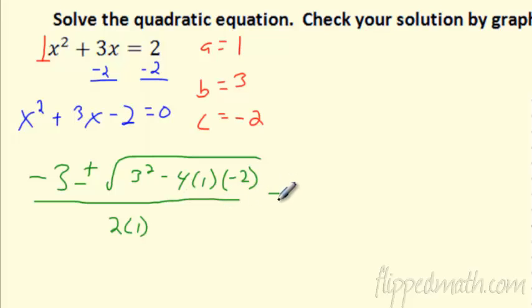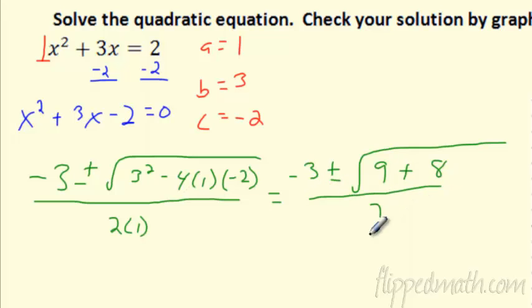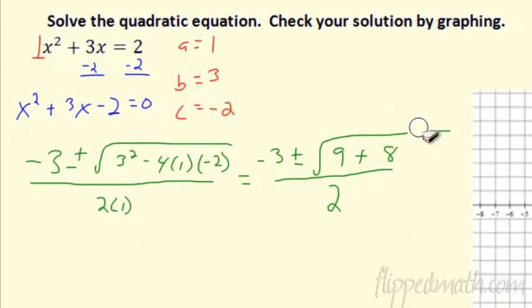So how do we simplify this thing? Well, we're going to simplify underneath that square root first. So it's plus or minus the square root of what? 3 squared is 9, minus 4 times 1 is 4, times 2 is 8, and since it's a negative times a negative, it is plus 8, and all of that is over 2 times 1, which is 2. So not bad. Let's break this down a little bit more.